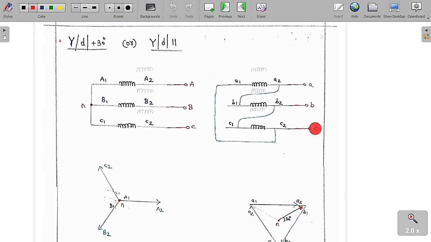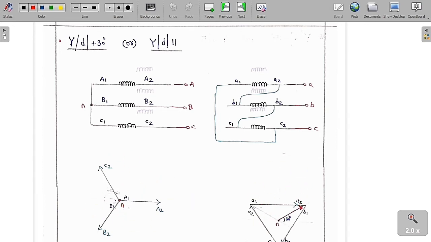Now we will see the vector diagram of the HV winding and the LV winding. As I have already told you, A1, A2, B1, B2 and C1, C2. A1 is connected to B1 and B1 is connected to C1. A1, B1, C1 are connected to a common point N. Join them, and we are going to give supply to A2, B2 and C2. Keep the arrows on A2, B2 and C2. So we are going to get this phasor diagram, and this is the neutral point N.